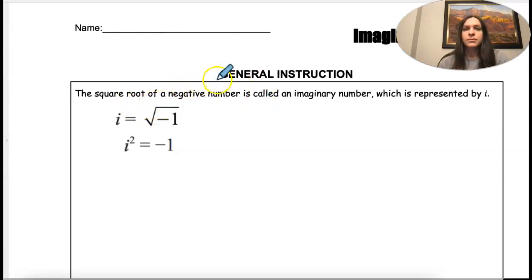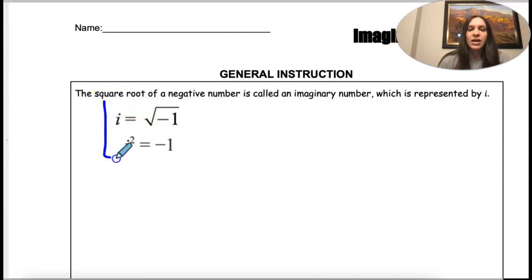So in this section we're talking about imaginary numbers, and this happens when we have the square root of a negative number. We call that an imaginary number, which is represented by i. So here's just some things you need to know. i is the square root of -1, and i squared equals -1.